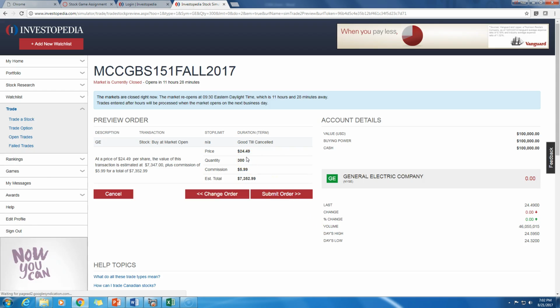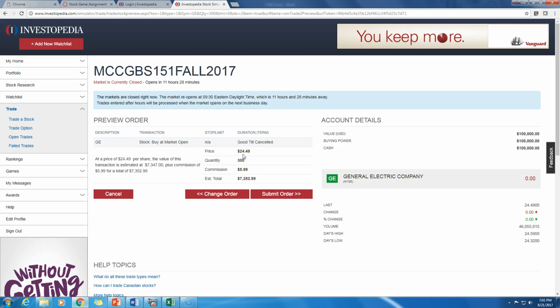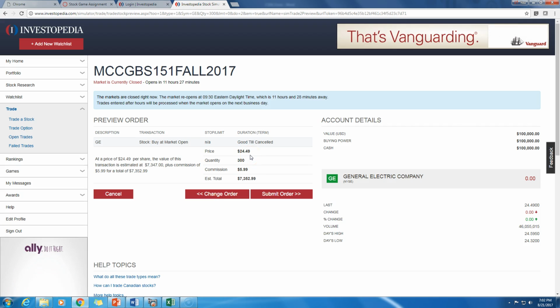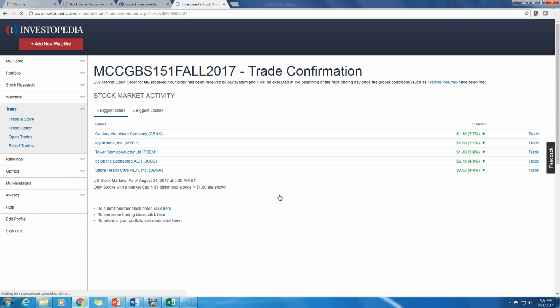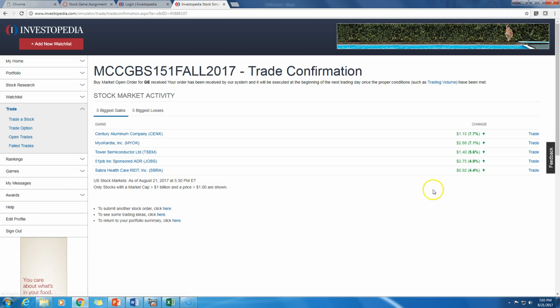So I'm buying 300 shares. The current price at the close of the market today was $24.49. It may close higher or lower than that tomorrow when the market opens, but that's the price I'm shooting for. I've got to pay $5.99 for the commission to the discount broker that I'm using. So the total amount of my order is going to be just over $7,000. If that's what I want, I'm going to submit that. And it will process that order when the market opens tomorrow.